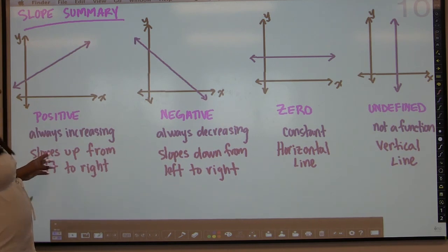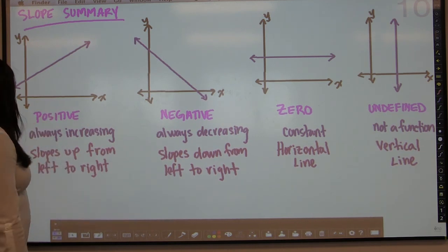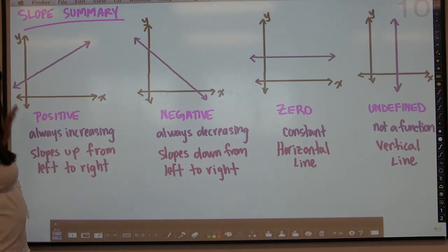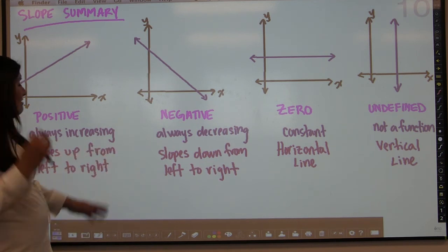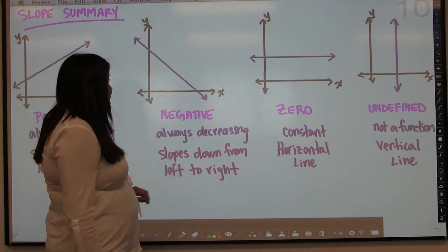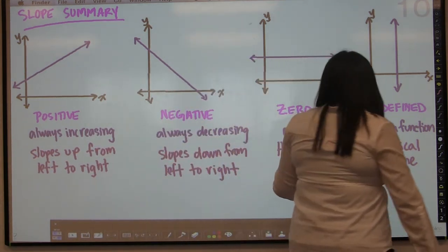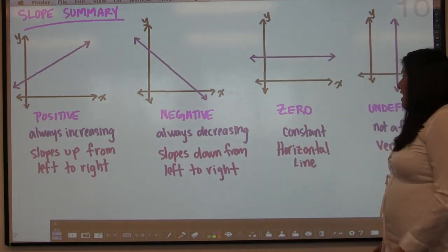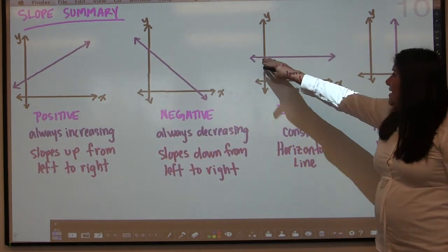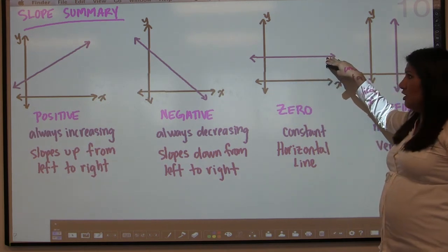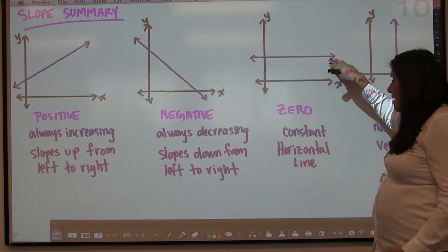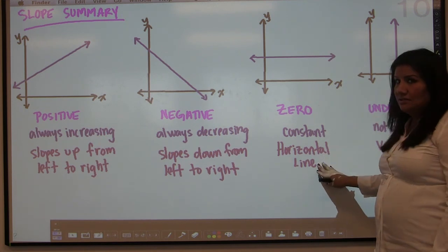You read a graph like you read a book from left to right. So the slope goes up as you travel, like if you're walking a line, you're walking up from left to right. And then we have a negative slope, which is always decreasing, and it slopes down from left to right. Then you have what we call a 0 slope, and that's where the function is constant. The y values aren't changing, they're always the same, it's constant. And that's a horizontal line.